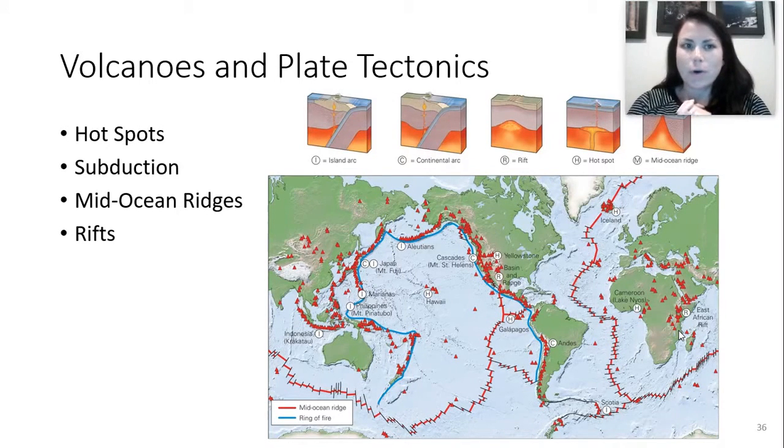Okay, let's talk more about volcanoes and plate tectonics. So I mentioned this last lecture, and this is just a little bit of reminder of the relationship between volcanoes and plate tectonics, because it's really important. So here's a map of where all the volcanoes are around the world, and every little triangle here represents a volcano. And we see volcanoes at hotspots, subduction zones, mid-ocean ridges, and rifts.